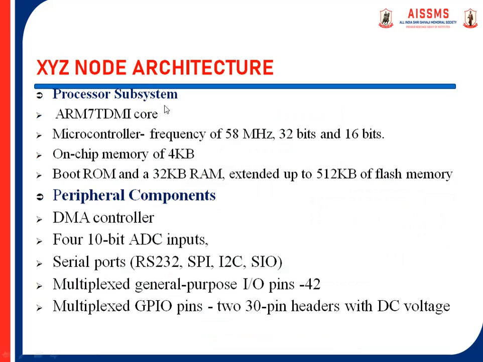Processor subsystem. It consists of an ARM7TDMI core microcontroller with an operating frequency of 58 MHz. It operates in two different modes, 32-bit and 16-bit. It provides on-chip memory of 4 KB boot ROM and 32 KB RAM. Interface peripheral components are RS-232, SPI, I2C, SIO, with 42 general purpose input output pins and 30 pin GPIO headers.